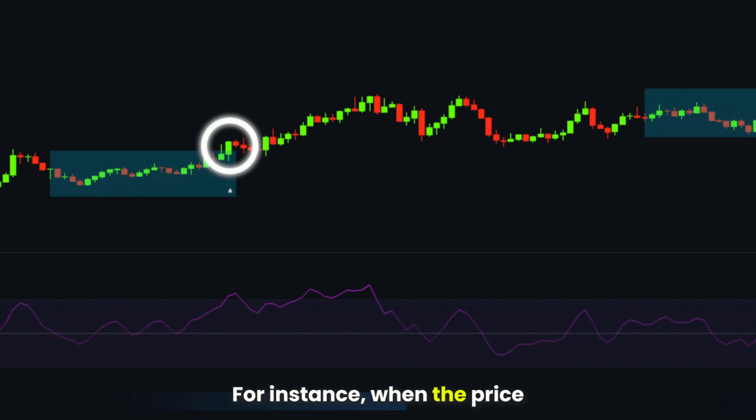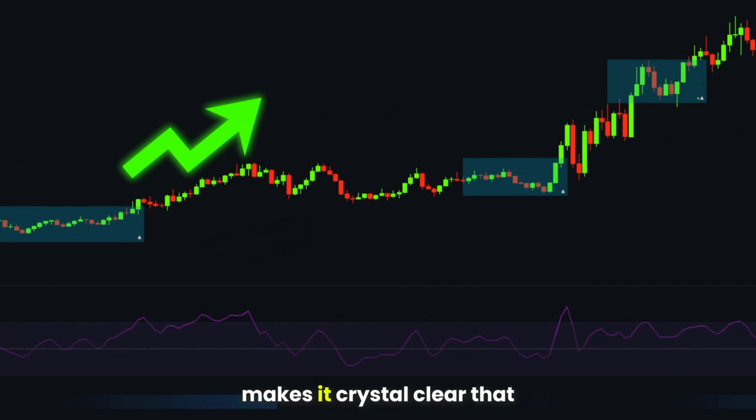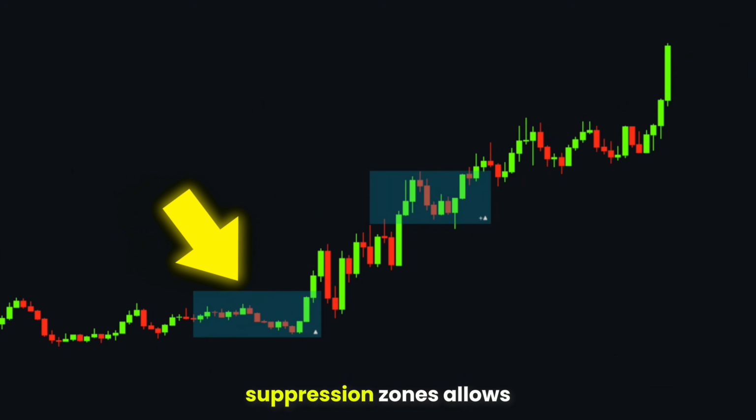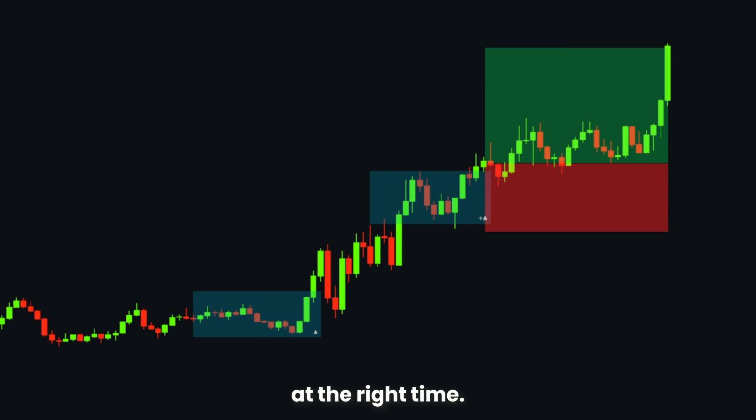For instance, when the price breaks out of a suppression zone and the RSI starts climbing, the indicator makes it crystal clear that the momentum is shifting in your favor. Spotting volatility suppression zones allows you to position yourself before the move begins, while breakout detection ensures you capitalize on the momentum at the right time.